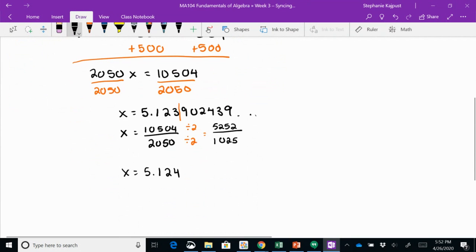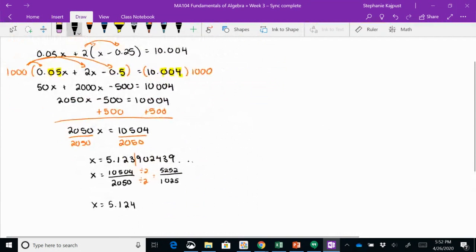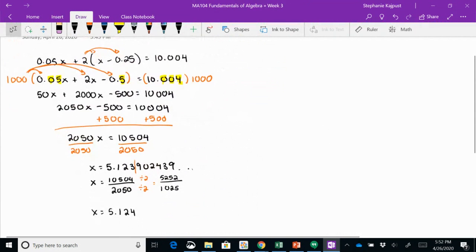So that's how you would work with something that has decimals. If you wanted to clear decimals, you'd first want to distribute, then multiply by a power of 10 so that all the decimals disappear, and then solve from there. Do you have any questions on that and solving that with decimals?